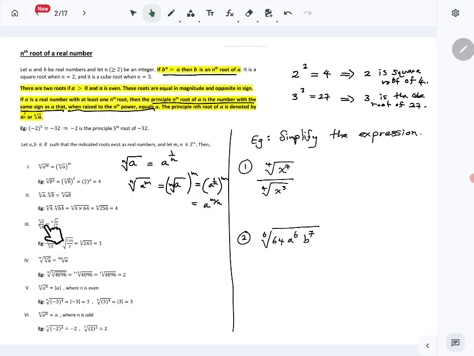So the nth root of A divided by the nth root of B can be written as a single nth root. Inside you write A over B. Then the example: we have the fifth root of 729 divided by the fifth root of 3. That can be written as the fifth root of 729 over 3 inside. So that is the fifth root of 243, which is 3.